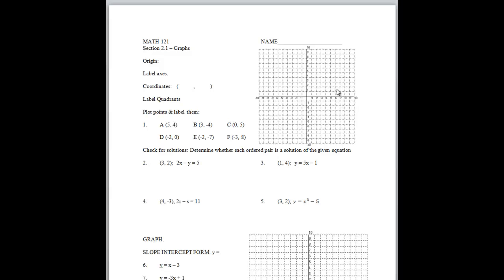This is Mark Anderson from Kellogg Community College for Math 121 Intermediate Algebra. We are looking at Chapter 2, Section 1, Graphs.